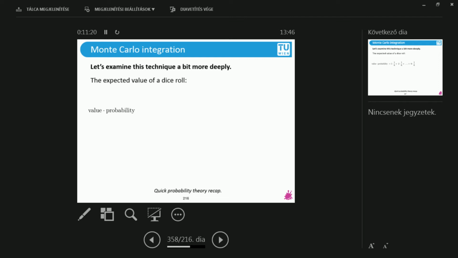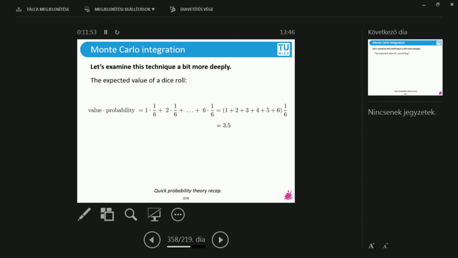The expected value means that there's a value of something and there's a probability of getting these values. So let's take the expected value of a dice roll. How does it work? I can roll from 1 to 6 and they all have the same probability, 1/6. So the values are 1, 2, up to 6, and the probabilities are all the same, 1/6. If I add this up, this says that the expected value of a dice roll is 3.5.